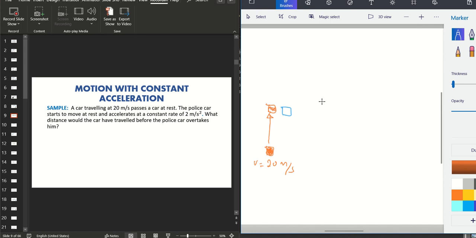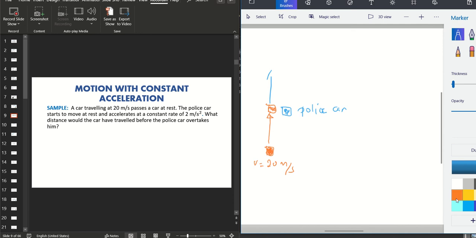Okay? And then, nakadaan siya ng car at rest. So, the police car, okay, so ibig sabihin, police car pala yun. So, this is a police car. Okay? So, the police car starts to move from rest and accelerates at a constant rate of 2 meters per second squared. Ano nangyari? So, ibig sabihin, dire-diretso pa rin ito.